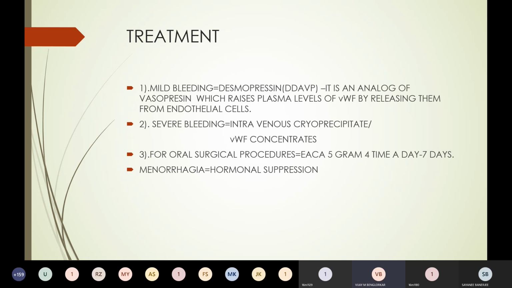Coming to the treatment part. In mild bleeding, the patient doesn't have any problem.